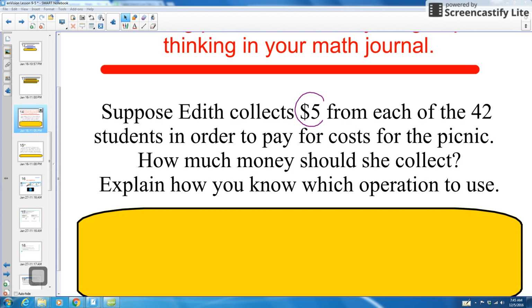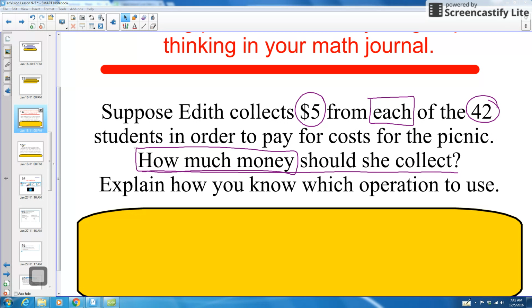If she's collecting $5 from each of the 42 students in order to pay for the class picnic, how much money should she collect? She's collecting this $5 from each student, and there's 42 students. And they want to know how much money she should collect. Now, this is an in-all question.